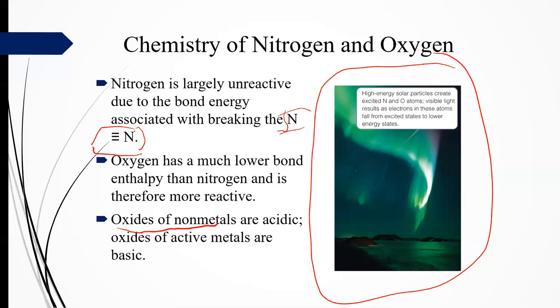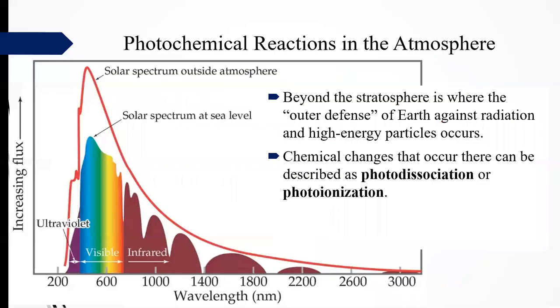Now, that absorption of energy is an important process of what makes our atmosphere so important to us. Inside our atmosphere, there's a lot of what we call photochemical reactions. This is the chemical change that occurs when we either absorb a photon or release a photon. This can happen when we're doing photodissociation, where we're breaking apart, or when we're doing photoionization, where we're forming ions.